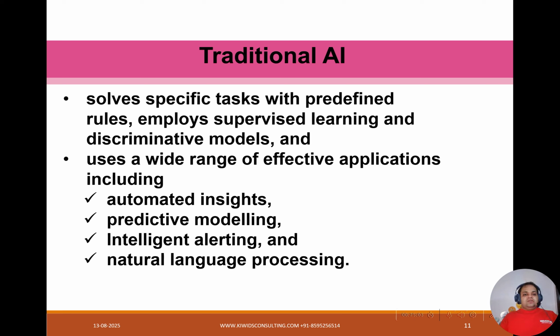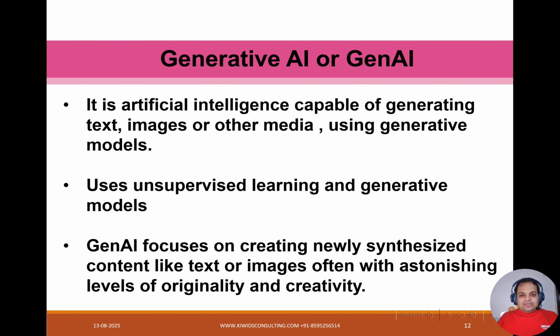Traditional AI solves specific tasks with predefined rules, employs supervised learning and discriminative models. Apologies for that. It has a wide range of effective applications like automated insights, predictive modeling, NLP, etc. Then generative AI, how is it different? It is an artificial intelligence capable of generating text, images, and other media using generative models.